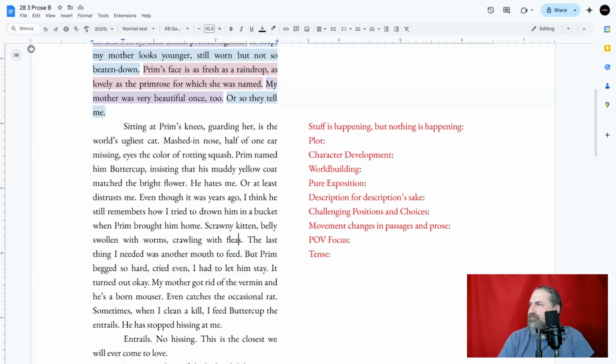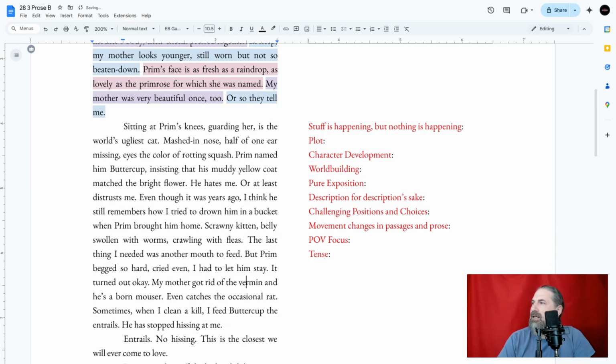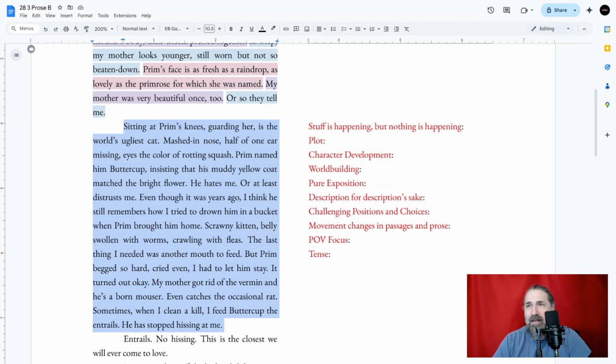It turned out... I would almost do this, honestly. I would break it up, but it turned out okay. "My mother got rid of the vermin, and he's a born mouser. Yeah, even catches the occasional rat. Sometimes when I clean a kill, I feed Buttercup the entrails." This is a lot of exposition. This is heavy exposition, right?